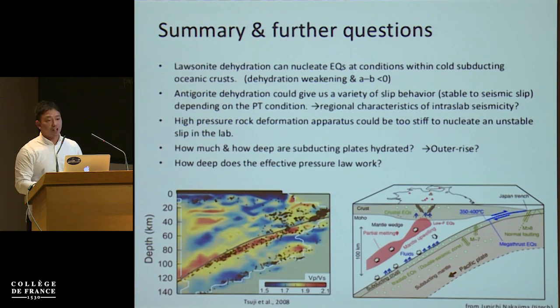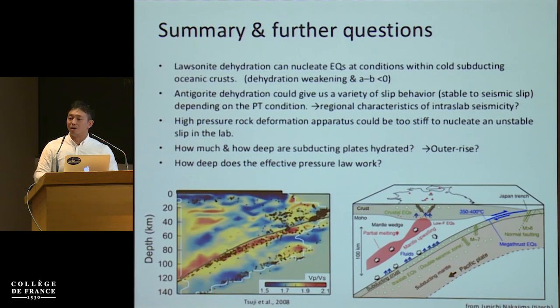So this is the summary of our talk. Lizardite is surely unstable, even in subduction zone conditions. But for antigorite serpentine, we are not sure what happens in the subduction zone, so we need to investigate more.